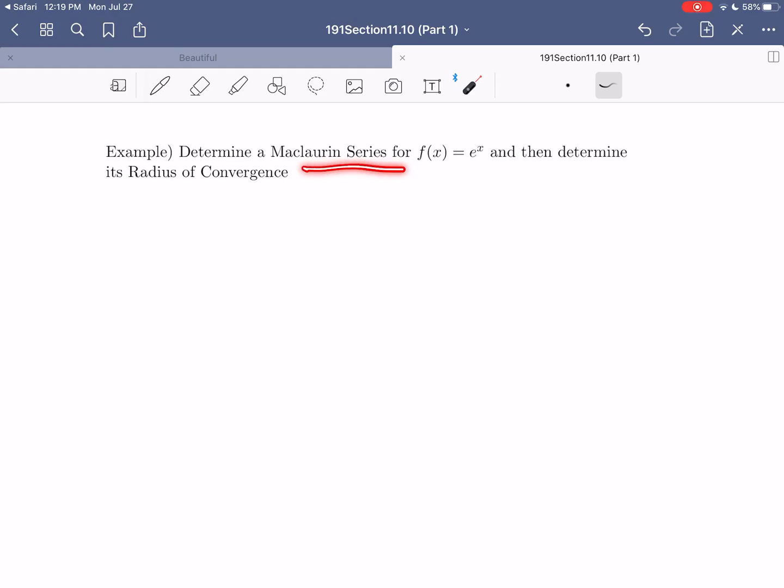Let's determine a Maclaurin series for f of x equals e to the x, and then we'll have to determine its radius of convergence. Notice we're not going to just be able to state its radius of convergence, because we're building this from the ground up. We're not basing it on something we've already done where we can just use the previous radius of convergence. So we'll actually have to determine the radius of convergence, meaning something like a ratio or root test at the end.